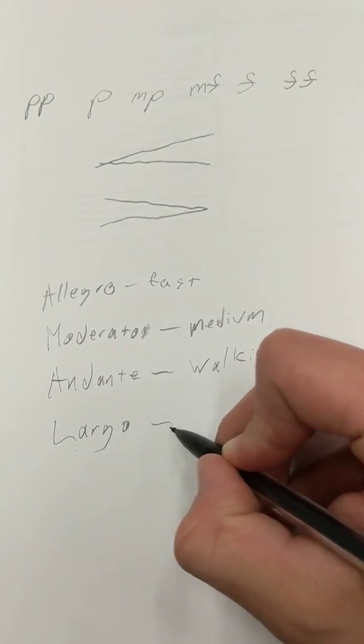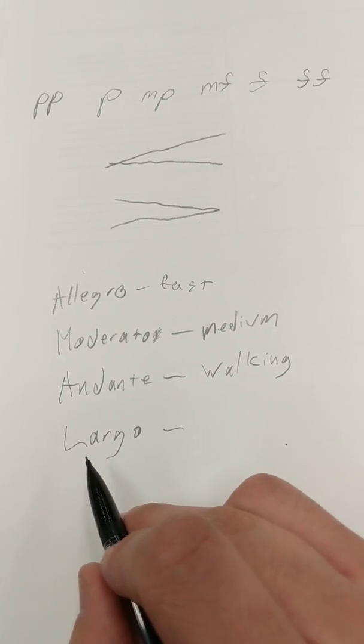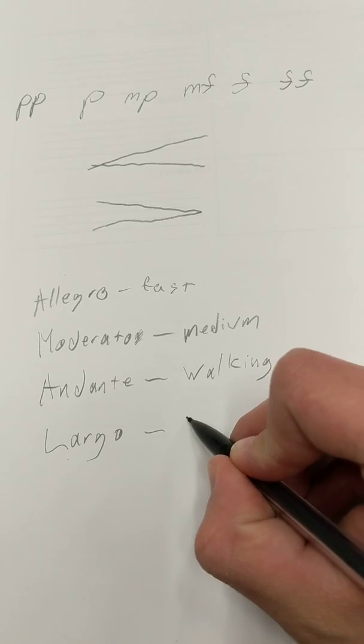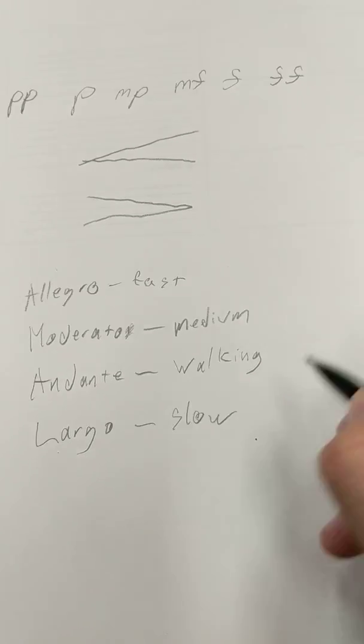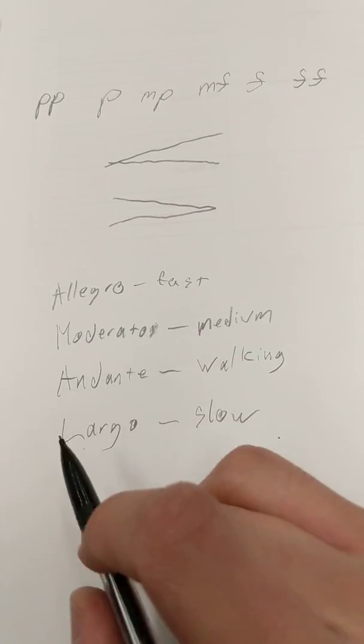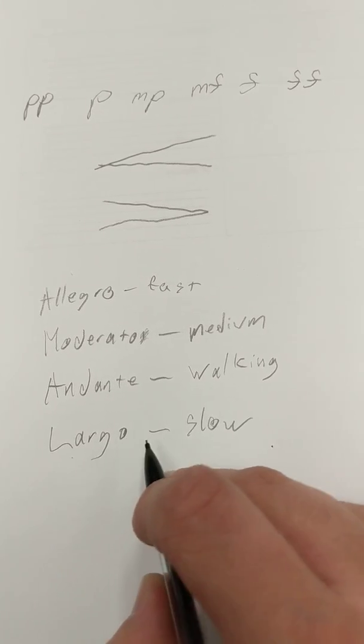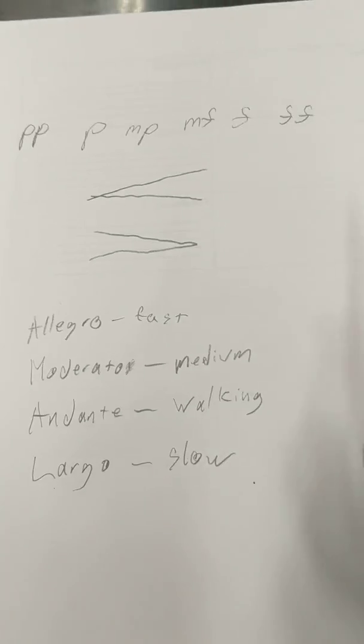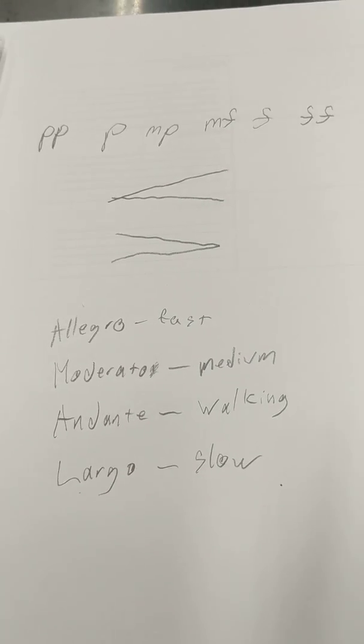And then the next one is largo. Now a lot of people think that largo means really fast because it looks like large, but actually it means really slow. The way that I like to remember this is I like to think of like a large elephant, and it's moving really, really slow. And that should cover just about all the key terms that you need to know for this test.